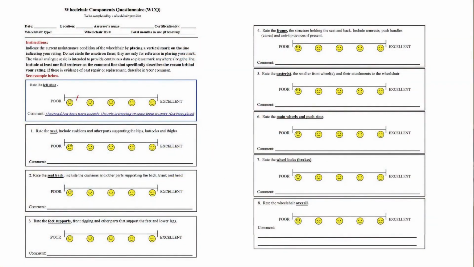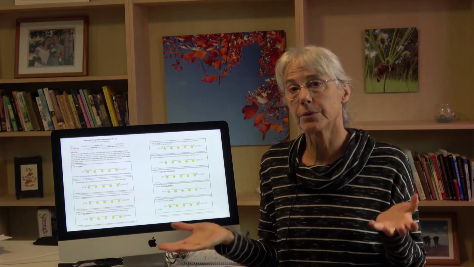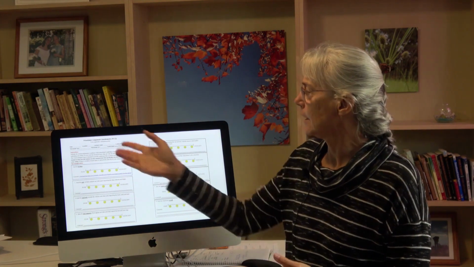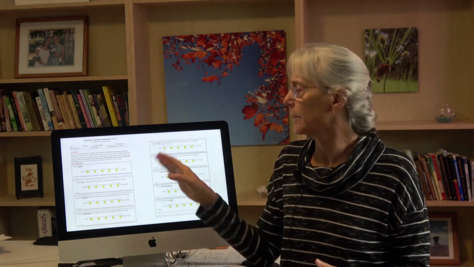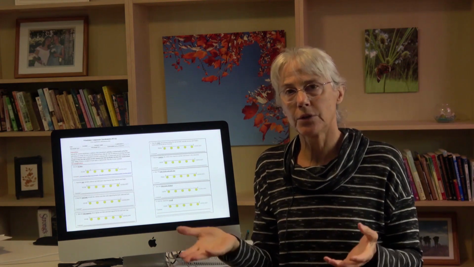Here is the questionnaire. This one, unlike the other ones, is only about the wheelchair. It's just asking if a wheelchair is broken. And in this case, you can actually do it for wheelchairs that are in storage as well. You can see the questions at the top of the header here, which asks for some information, can be modified based on your own purposes.